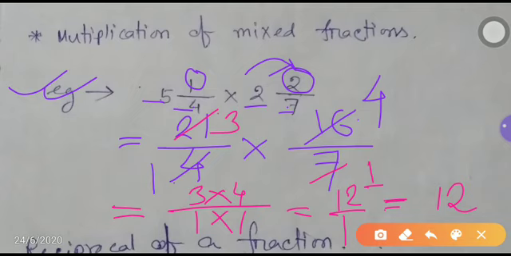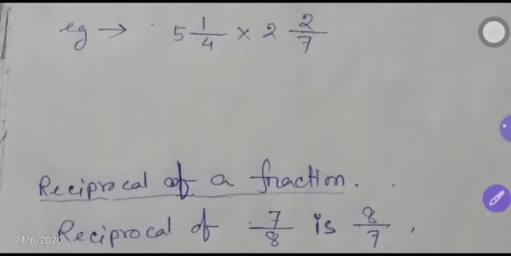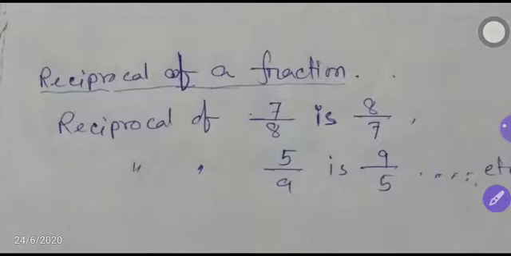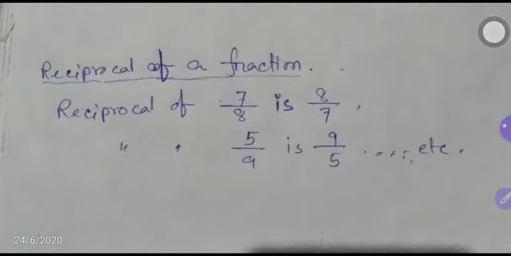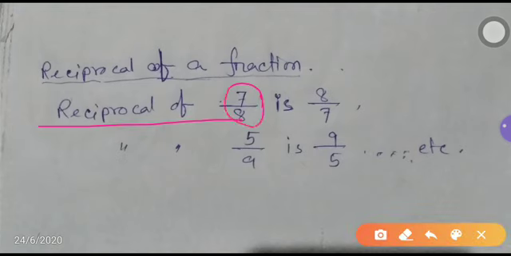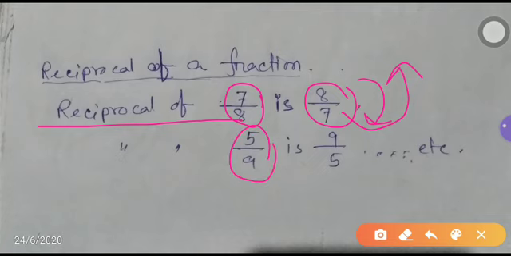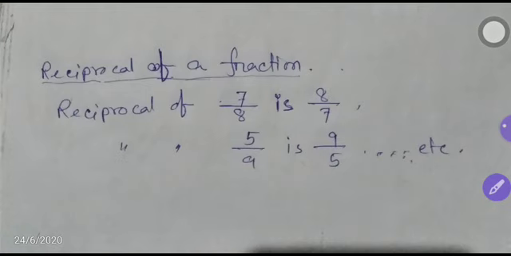Okay, so next point is what? Reciprocal of a fraction. What is reciprocal? Reciprocal, you know, that means reverse, opposite. Okay, reciprocal of fraction 7 by 8 is what? 8 by 7. That means numerator will come to denominator and denominator will go to numerator. Okay, and reciprocal of 5 by 9 is what? 9 by 5. Okay, this point you have to remember.